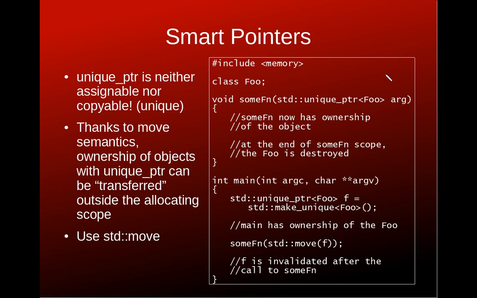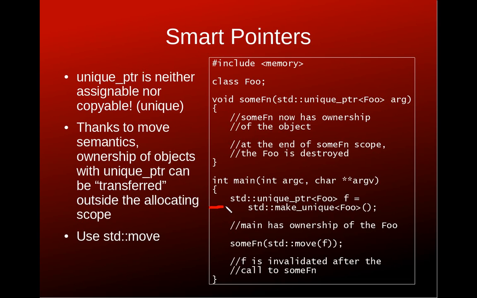So one of the big things about unique pointer is that you cannot assign it or copy it. So its copy constructor and assignment operator are actually deleted. So you cannot use them. You cannot copy a unique pointer. That's why it's called unique pointer. But thanks to move semantics, you can actually transfer ownership of that unique pointer across scopes. So here we see an example of that in action.